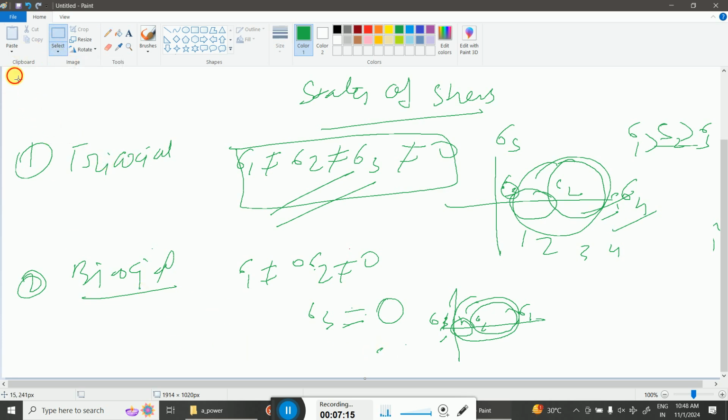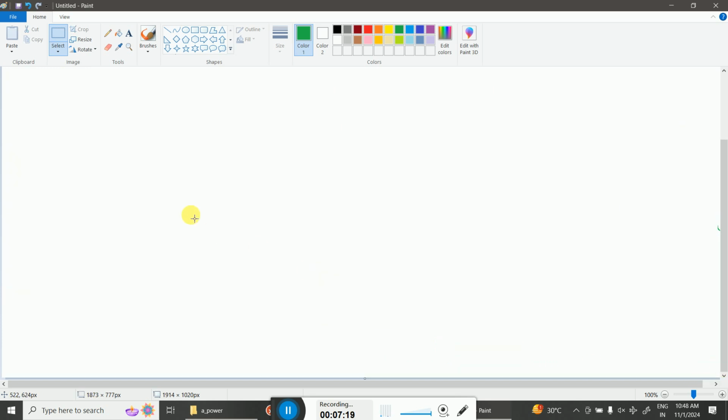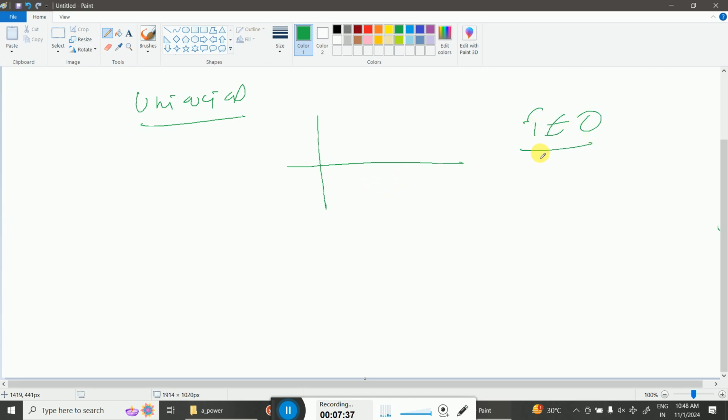Okay, we have seen some states of this. Now we have done the biaxial. Now the most important is the uniaxial. What is the uniaxial? In uniaxial, sigma 1 is not equal to 0. There are two types: uniaxial compression and uniaxial tension. In uniaxial compression, we consider this side, and in uniaxial tension, we will consider this side.